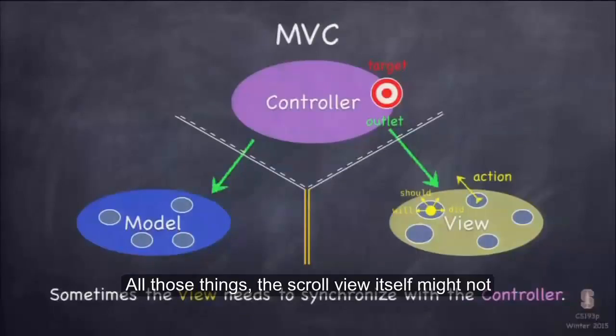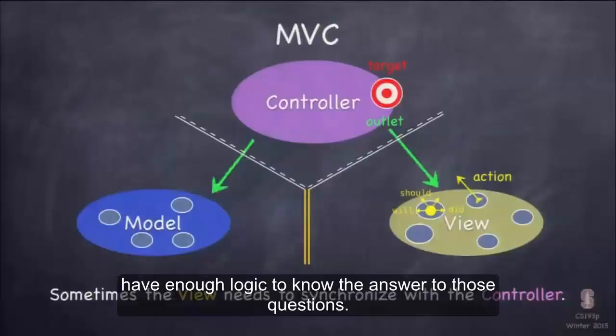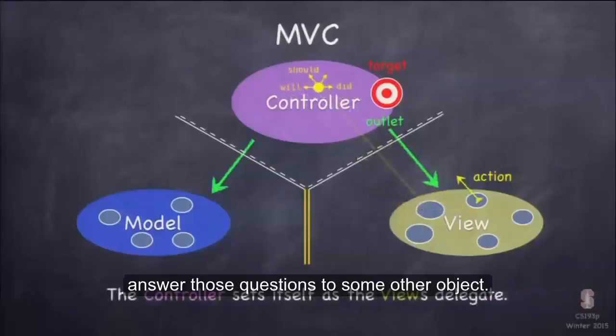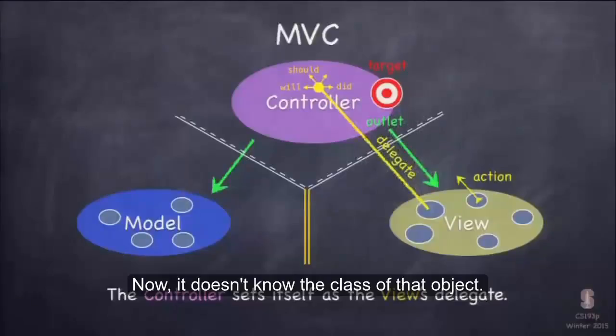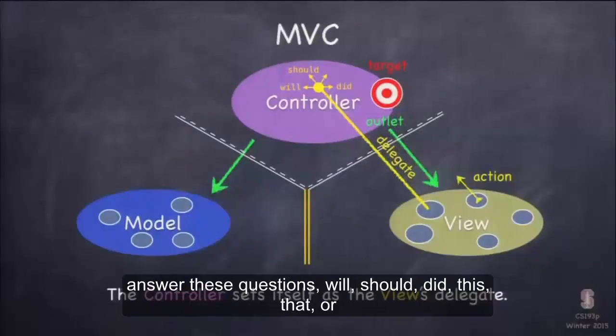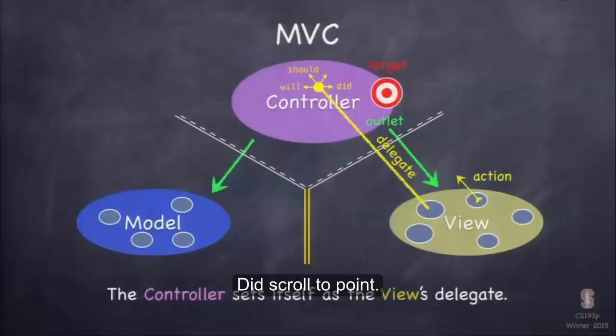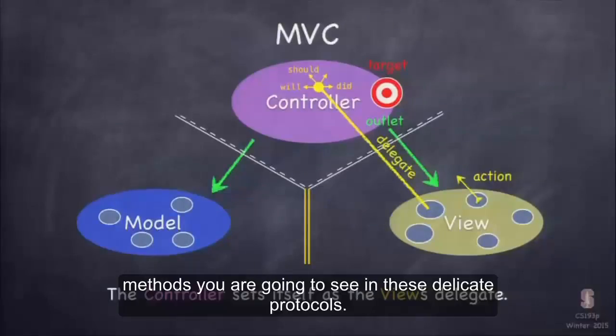All those things, the scroll view itself might not have enough logic to know the answer to those questions. So what it does is it delegates the authority to answer those questions to some other object. Now, it doesn't know the class of that object. All it knows is that the other object can answer these questions: will, should, did, like should allow scrolling, did scroll to point, things like that. So those are the kind of methods you're going to see in these delegate protocols.